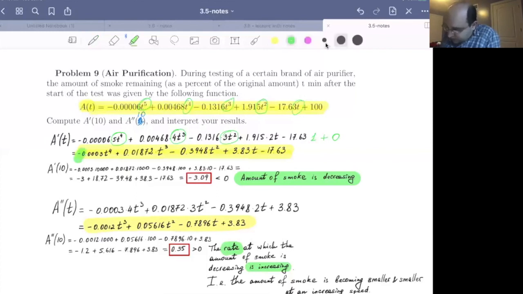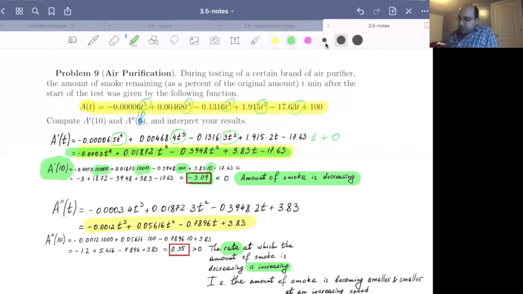This expression below is just a simplification of the one from the previous line. Next, I plug 10 into the expression from the previous line. I just plug in 10 instead of t, and I get 10,000 instead of t to the power 4, 1,000 instead of t to the power 3, 100 instead of t squared, 10 instead of t, and nothing for the constant term, and after a calculation I obtain a number.